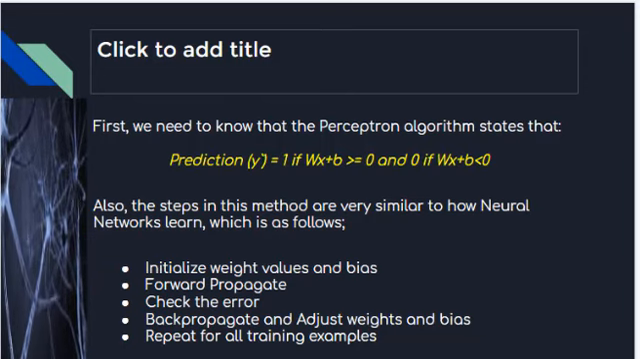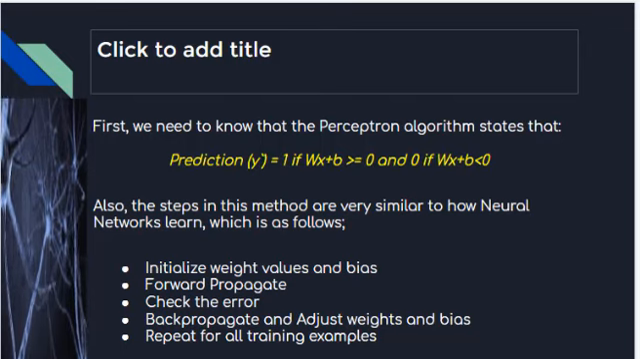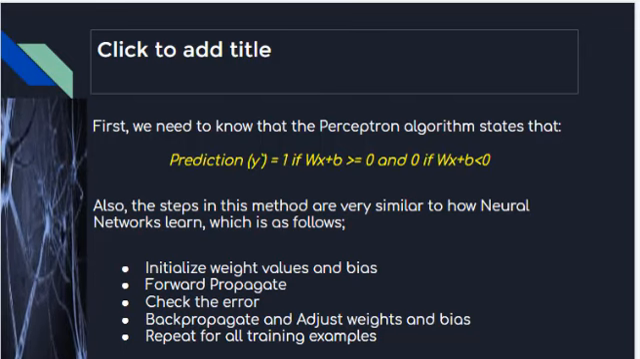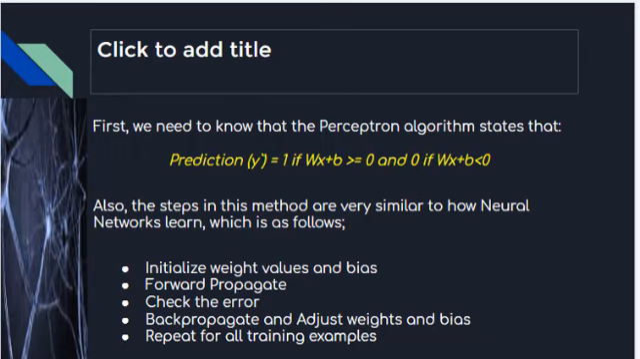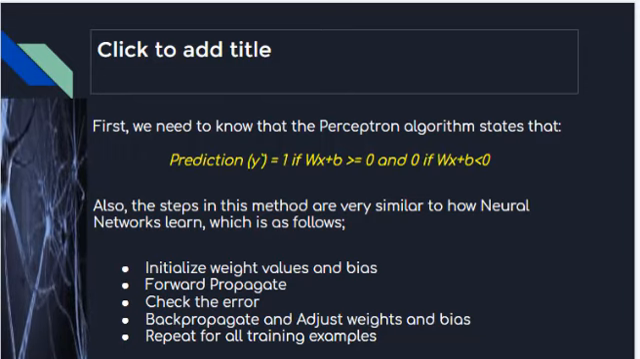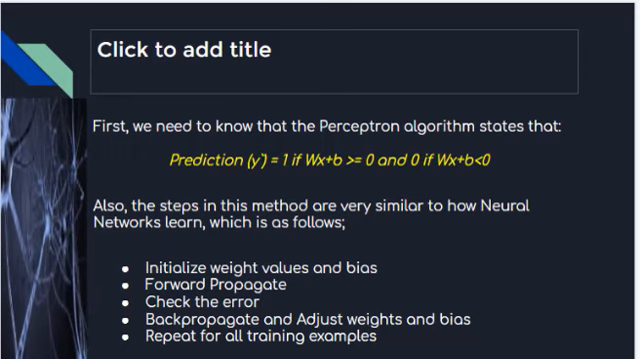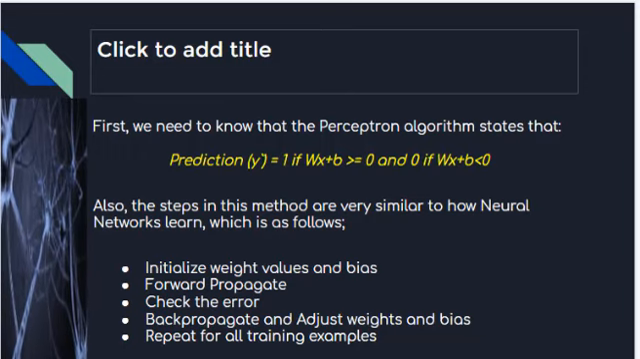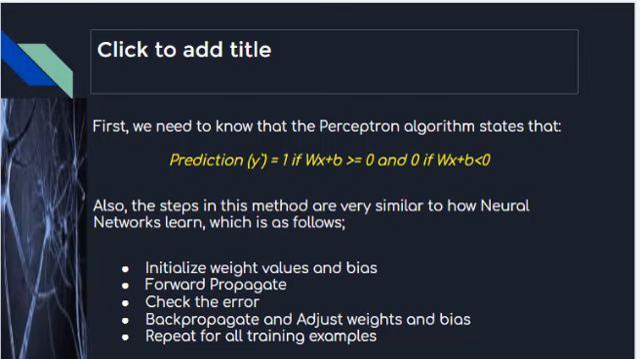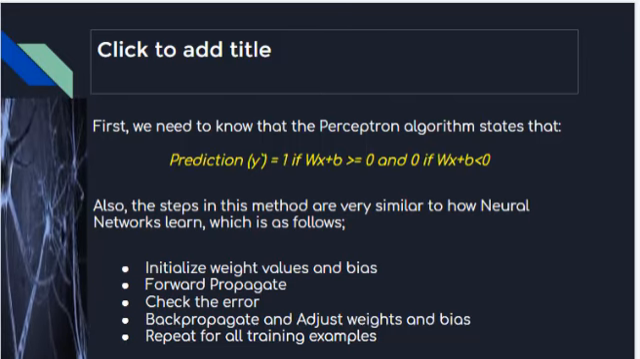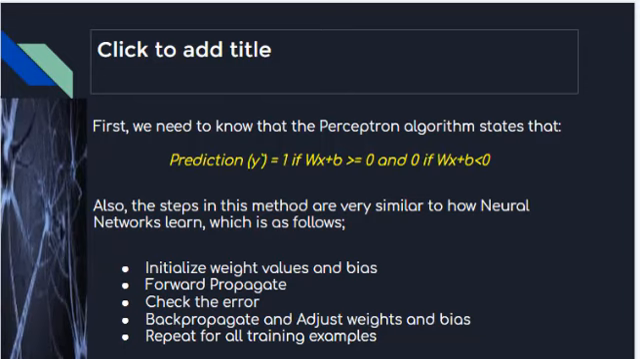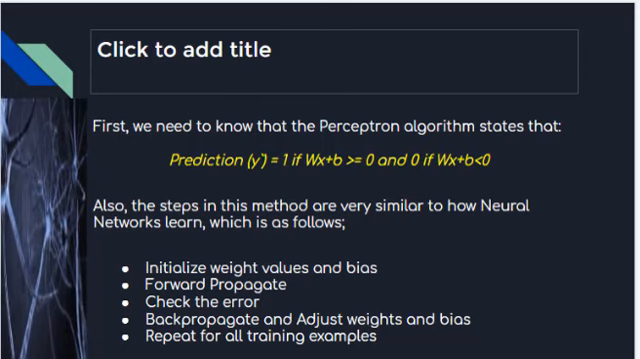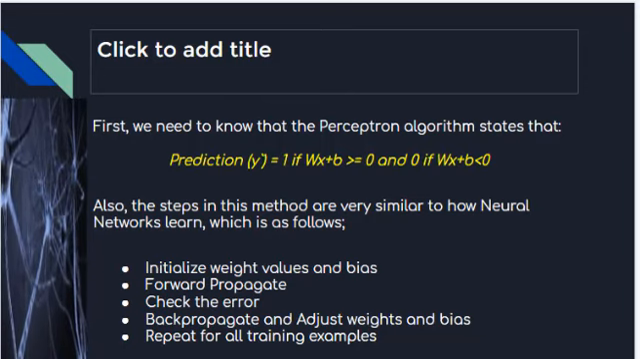This equation produces output 1 only if the sum of inputs is over the threshold, otherwise it outputs 0. Also, the steps in this method are very similar to how neural networks learn, which is as follows. The first one, initialize weight values and bias. The second one, forward propagate. The third one, check the error. The fourth one, back propagate and adjust weights and bias. And the last one, repeat for all training examples. Now that we know the steps, let us get up and run.